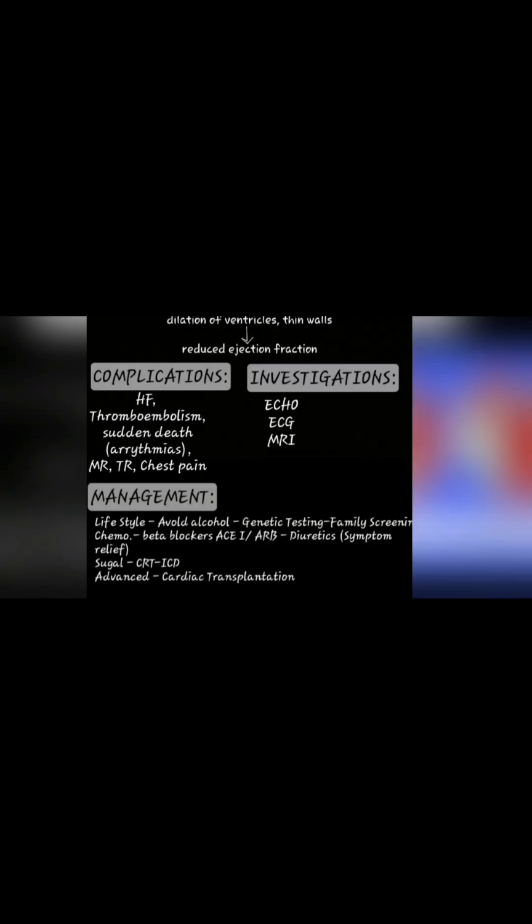In summary, dilated cardiomyopathy is a disease where the heart becomes big, weak, and inefficient. Early diagnosis, proper treatment, and family screening can greatly improve survival.